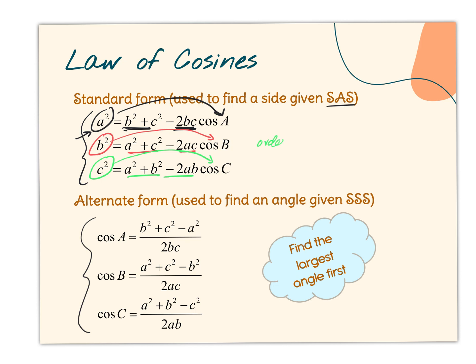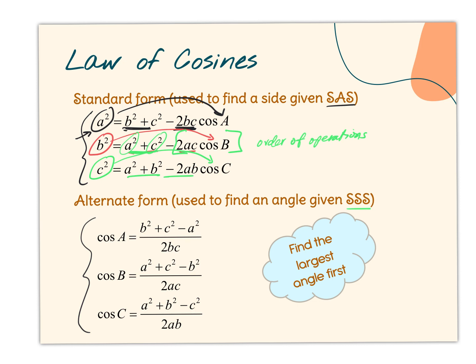Order of operations is going to be critical to get these answers correct. You're going to have to know how to do your order of operations. Notice you're going to have to square a value, square another value, add them together, and from that sum, you're going to subtract the entire 2 times a times c times the cosine of B. So again, order of operations is going to be critical.